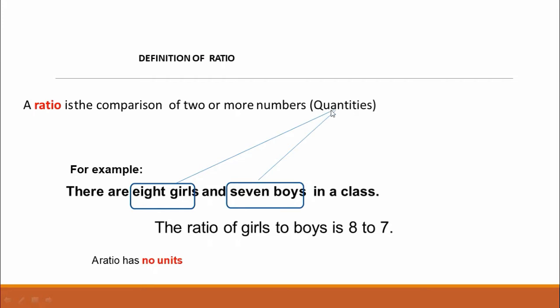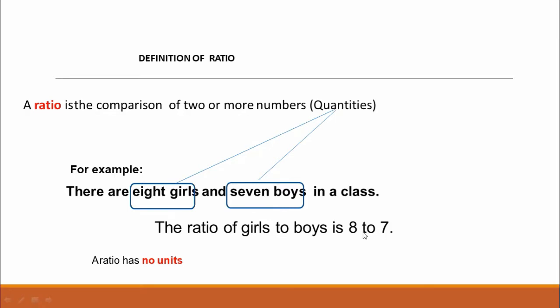Numbers mean quantities. Suppose we have two quantities. In this example, there are 8 girls and 7 boys in a class. Then the ratio is the comparison of these two quantities, 8 girls and 7 boys. Ratio is the comparison of two or more quantities. Like here we have two quantities. So when we compare these two quantities, this is called the ratio of these two quantities. So the ratio of girls to boys is 8 to 7.